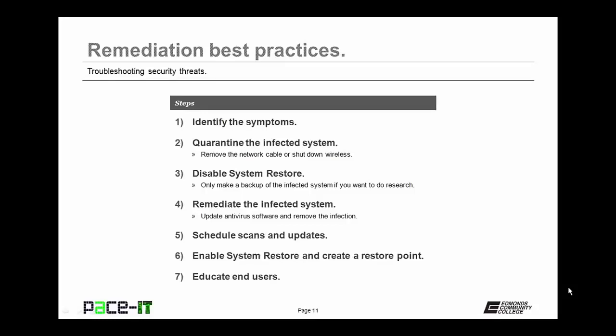Once you've identified the symptoms, quarantine the infected system. Remove the network cable and/or shut down your wireless capability on that system. Don't allow it to spread any farther than it already has. At this point, you should disable your system restore. That way you're not creating a restore point that has the infestation. Now you can remediate the infected system. Update your antivirus software, remove the infection, and get things running back to the way they should.